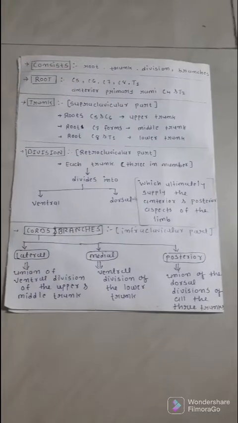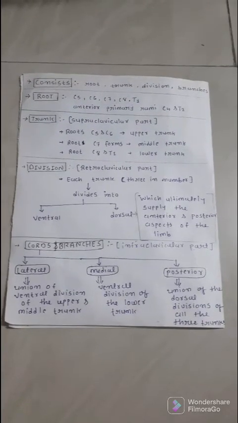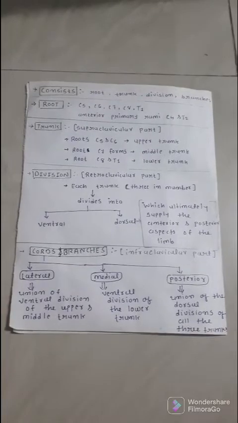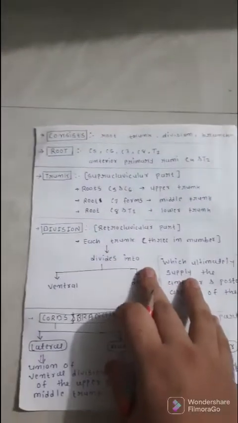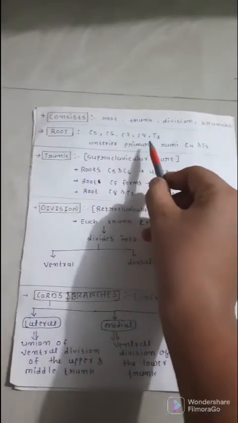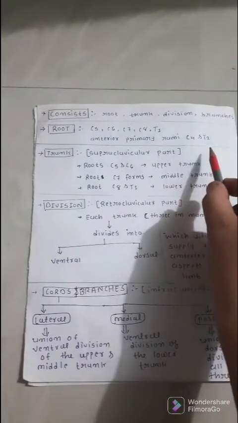Hello everyone, today's topic is the brachial plexus in detail. In the previous video we discussed the brachial plexus diagram and basics. It consists of roots, trunks, divisions, cords and branches. Roots are C5, C6, C7, C8 and T1. Anterior primary rami C4 and T2.